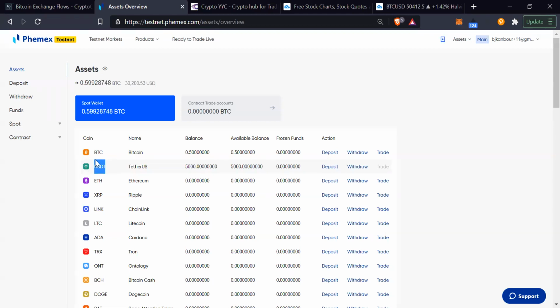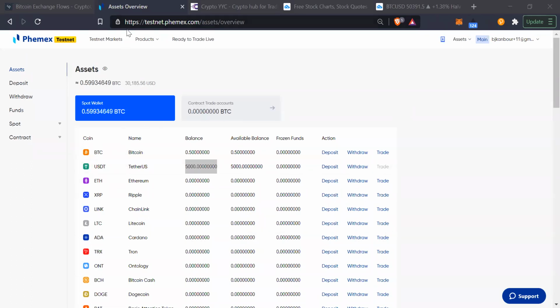This is a cryptocurrency itself. It's a stable coin, they call it. So it's something that doesn't go up and down in price, and it's pegged and backed by $1. So one USDT is always equal to $1.